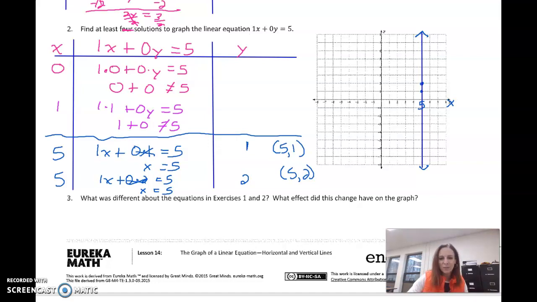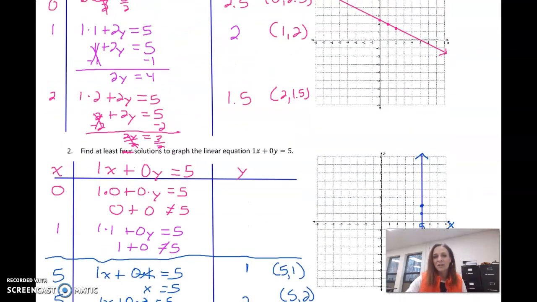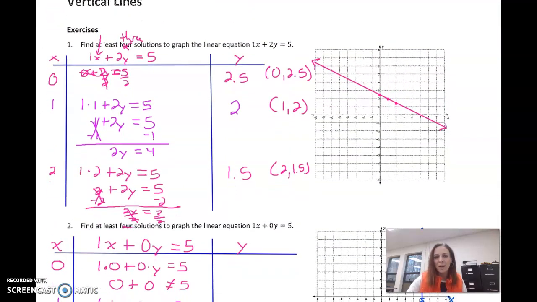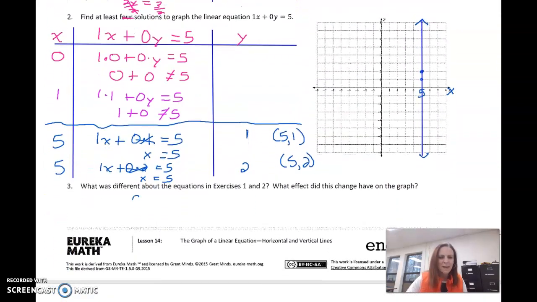But it says, what was different about the equations in exercise 1 and exercise 2? Well, we saw they're very, very similar. 1x plus 2y equals 5, 1x plus 0y equals 5. So the difference was our y term. It was 0 times y. And anything times 0 will always be 0.